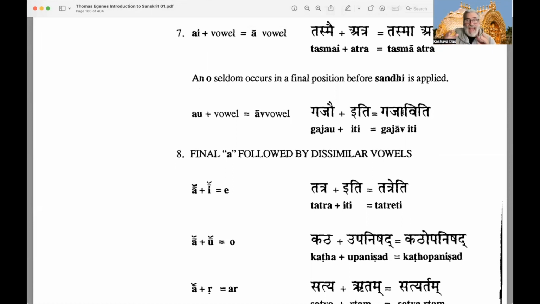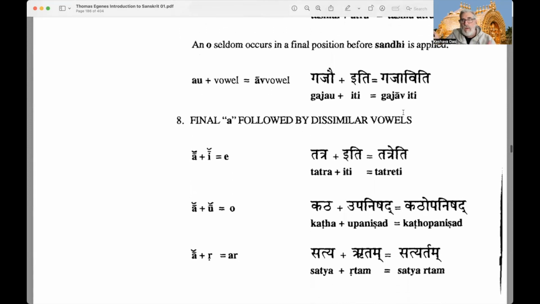Right, now he's going to deal with au. So if we give au plus any vowel, it becomes av. We can look at the guna and vriddhi chart and we can see au becomes av, like that. It becomes a V anyway. So long A and a V. So gajau is the example, and we know that's an ending. So we have words that end in an au. So gajau plus eta becomes gajav eta. In that case, the Devanagari is all put together like that.